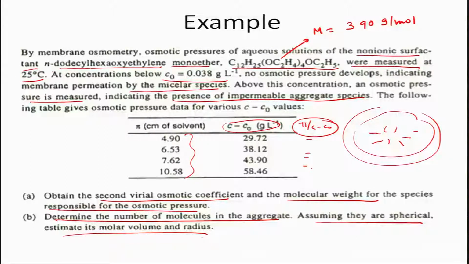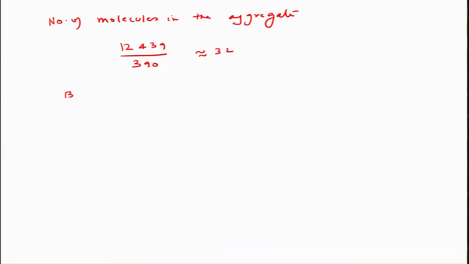Now, this is a bit tricky because you need to connect B star to V. How are you going to do that? Apparently, without going into details, I would like you to take a look at the book, Principles of Colloids and Surface Chemistry.